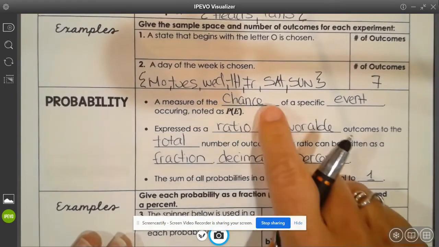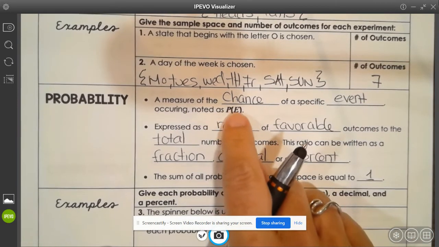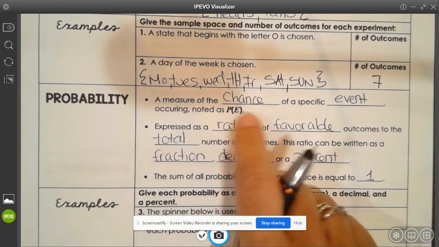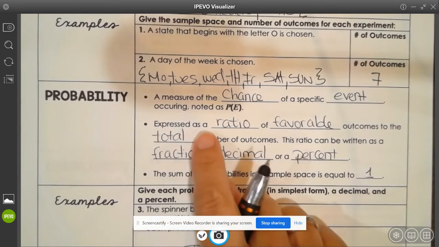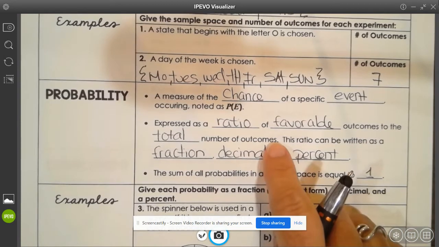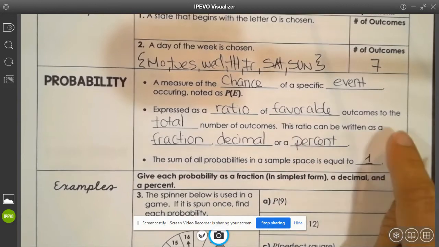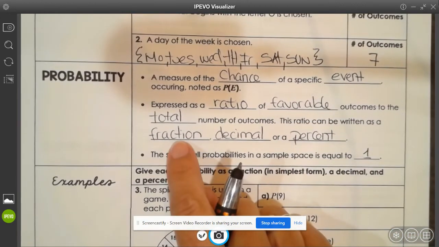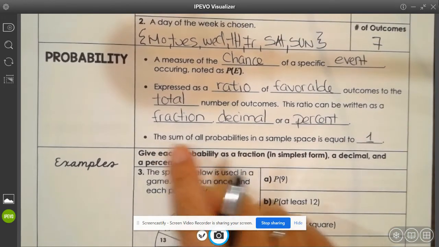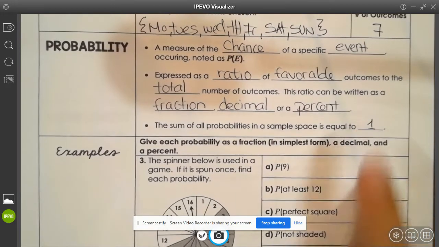All right, so what is probability? It's a measure of the chance of a specific event occurring. And the notation that we use is P, the probability of an event happening. So that's how it looks. It is expressed as a ratio of favorable outcomes to the total number of outcomes. So the total number of outcomes will be your denominator in this ratio. This ratio can be written as a fraction, which is normal for a ratio, as a decimal or a percent. The sum of all probabilities in a sample space equals 1. So we need to remember that.